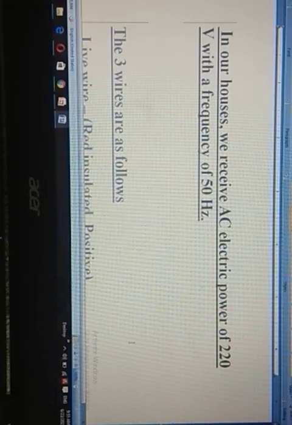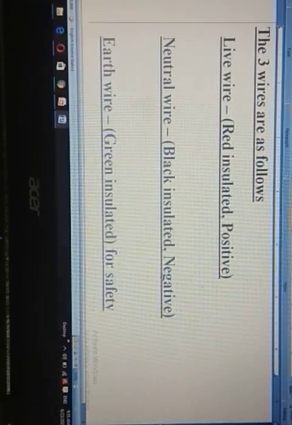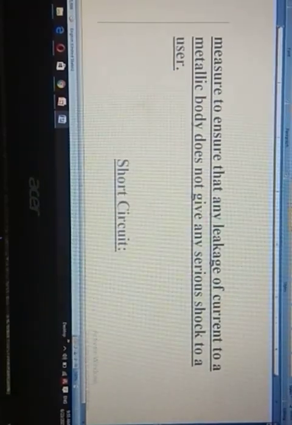There are a total of 3 wires: live wire, neutral wire and earth wire. The live wire has a red insulated plastic coating, which shows the positive terminal. The neutral wire has a black insulated plastic coating, which is the negative. The earth wire has a green insulated plastic coating and is used as a safety device, to ensure that any leakage of current to a metallic body does not give any serious shock to a user.